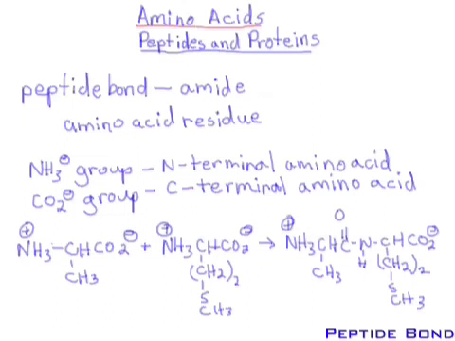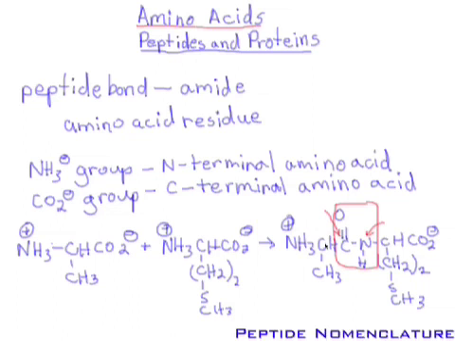Our amide functional group is right here, and you can see how the N of one amino acid linked up with the CO2 minus of the other. Alanine is the N-terminal amino acid residue, while methionine has the CO2 minus, which is a C-terminal amino acid residue.